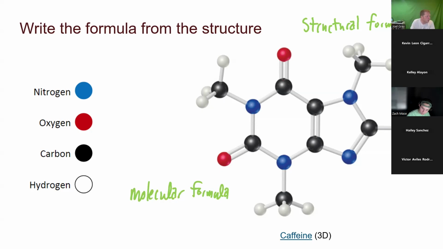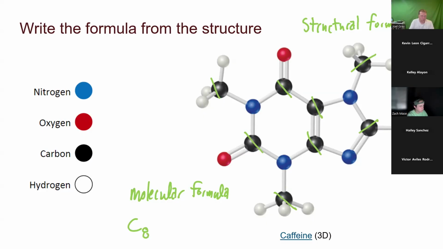We want to take on carbon. I always like to start with carbon, and I'm going to say C. Then I'm going to count up the carbons, and I always like to just keep a tally. So I'll say 1, 2, 3, 4, 5, 6, 7, 8. So I'm going to say C, and then I'm going to put a subscript 8.